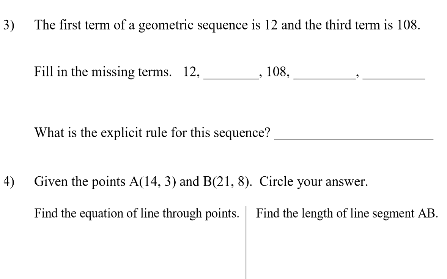Question 3, the first term of a geometric sequence is 12. And you can see I've written this down. This is 12 in the first spot. And the third term is 108. So the first thing it says is fill in the missing term.